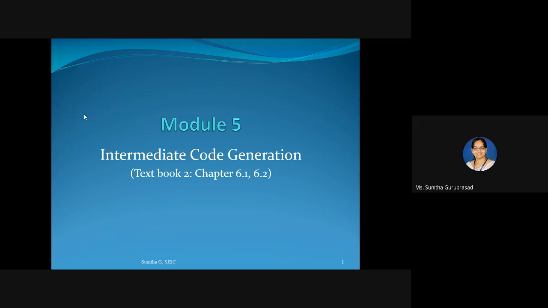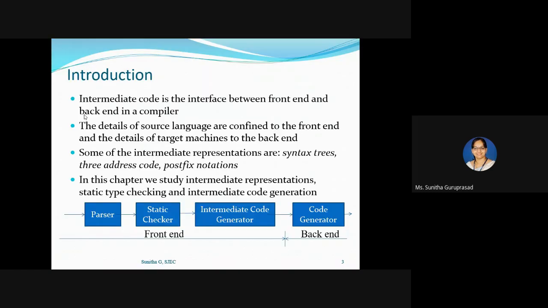You know, the 4th phase is about intermediate code generation, right? So once the syntax tree is created properly, following all the formats, then you go for intermediate code generation. Now, what is intermediate code? Intermediate code, as you already know, is the interface between the front end and the back end. You have already seen the different phases of a compiler.